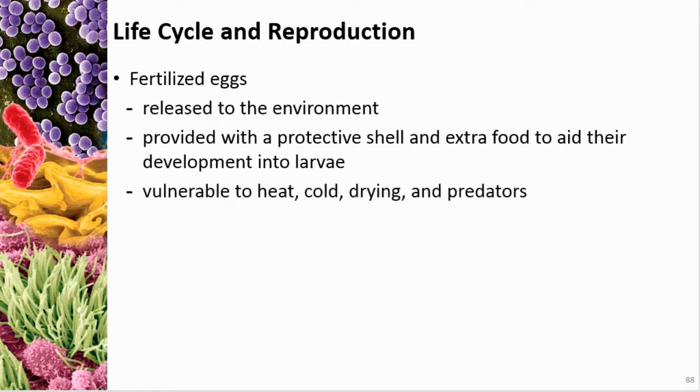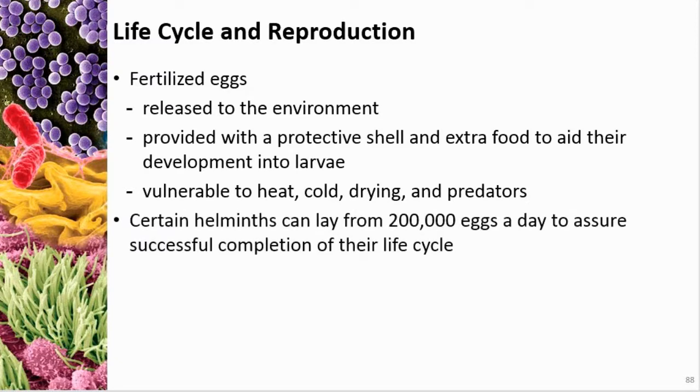Now, in this stage, they're vulnerable to heat, cold, drying, and predators, meaning things that actually eat them, they eat the eggs. So they have to survive this stage, obviously, before they can become larval. So certain helminths can lay 200,000 eggs a day, because the more eggs they lay, the greater chance they're going to have of having some sort of viable offspring.